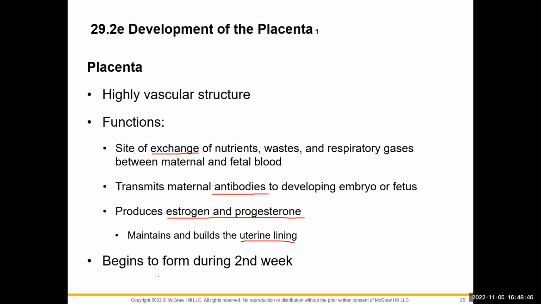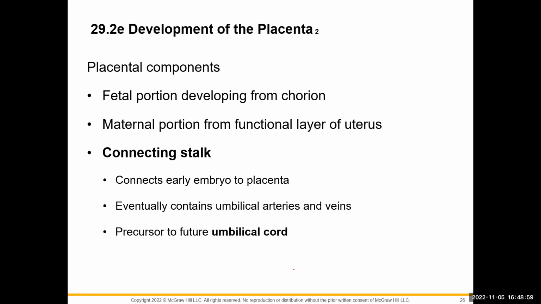And here's the cool part. All this happens in the second week. We're starting to see this happen in the second week of development. It's amazing stuff here. So when we're looking at the placenta, we have two parts. We have our fetal portion, and we have our maternal portion. The fetal portion comes from the chorion, which I mentioned before, which is the syncytiotrophoblasts and the cytotrophoblasts. And the maternal portion comes from that endometrial layer, the functional layer there.